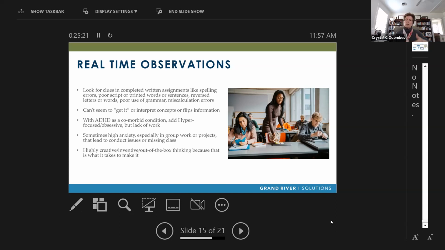This is a consistent pattern in a native English speaker, okay? The student can't seem to get it, or interprets concepts or flips information regularly, and will argue with you adamantly about it. "No, that's not what you said. I have it in my notes." It's just like this, when that's not what you said, okay? Again, with ADHD as a comorbid condition, add hyperfocus or obsessiveness, that still result in a lack of work.